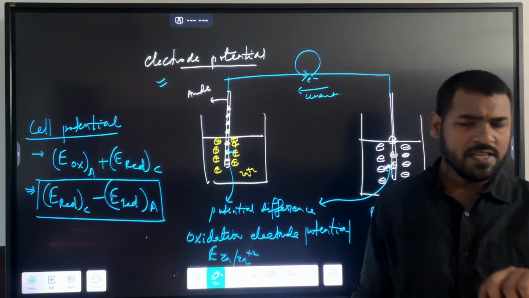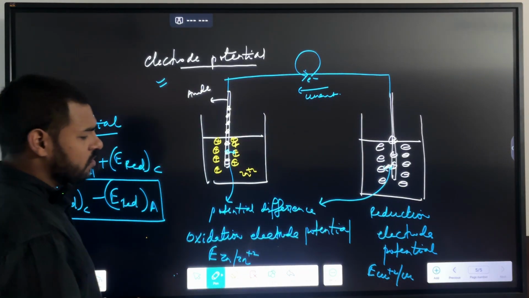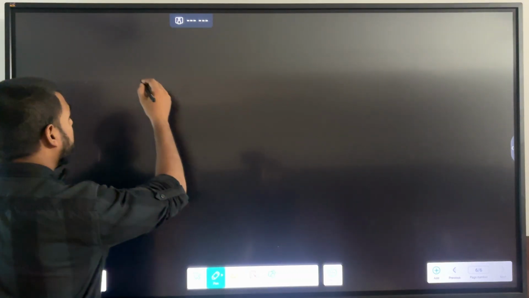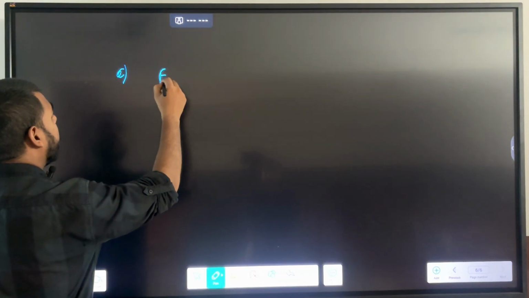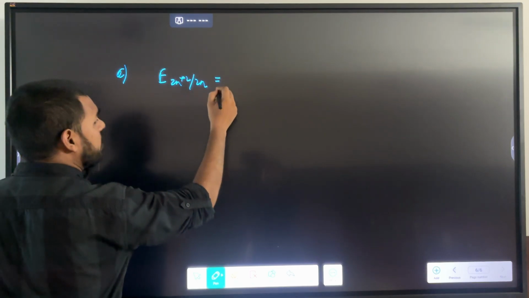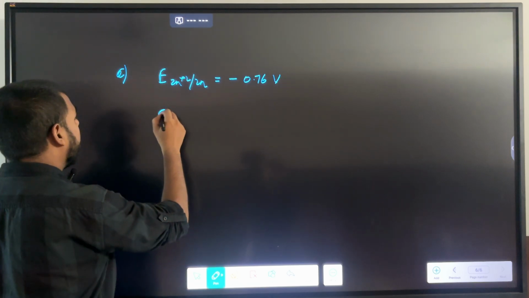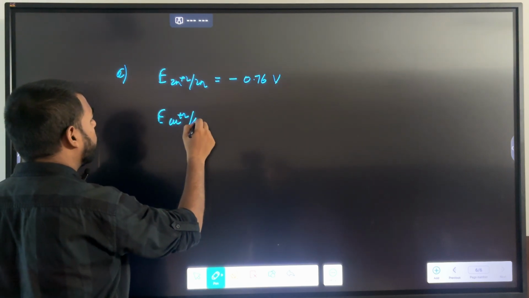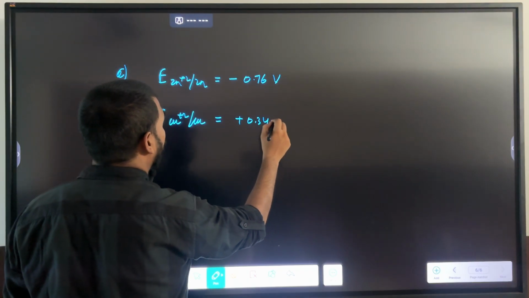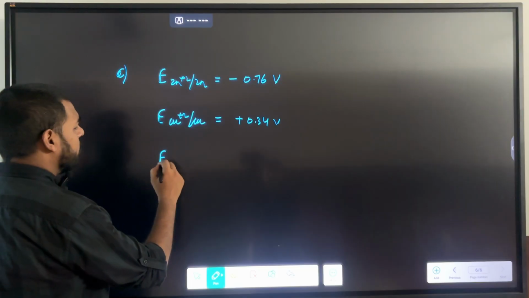So let us have a general simple question about this cell potential. Suppose the question is, if we have E Zn plus 2 to Zn given as minus 0.73 volt, and E copper plus 2 to copper given as plus 0.34 volt. Suppose this is given. Now we have to find E cell.